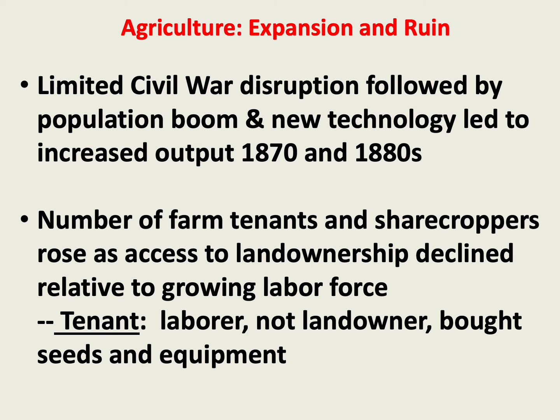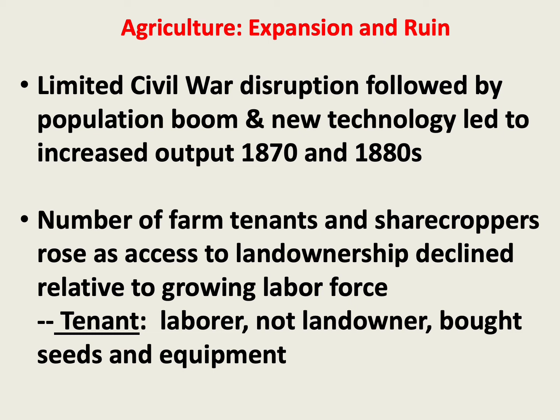Now let's look in a little more detail at agriculture. As we saw before when we discussed the Civil War, there had only been a few battles fought in Texas, and they were largely along the frontier. So we didn't have this disruption of the infrastructure or burning of the farms in Texas like you had in other places in the South. So the farms were in fairly good shape after the Civil War. You had a population boom and the new technologies we talked about before. And that all led to greatly increased output in the 1870s and 1880s.